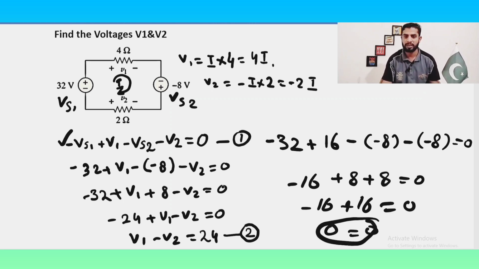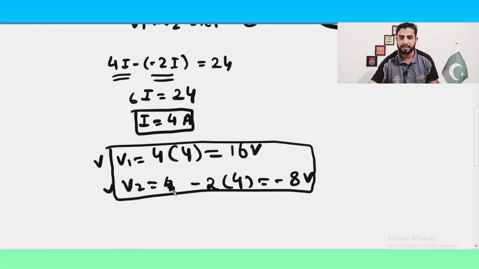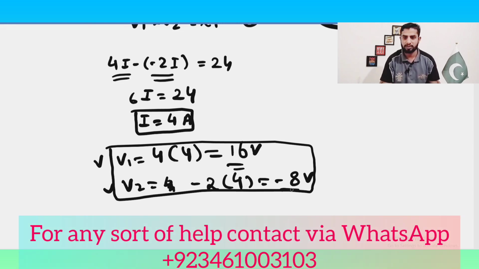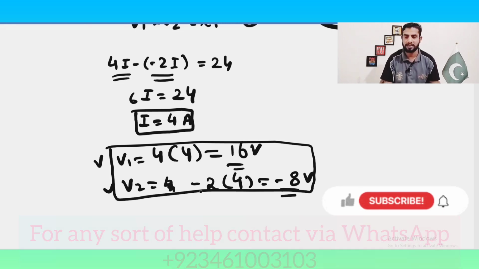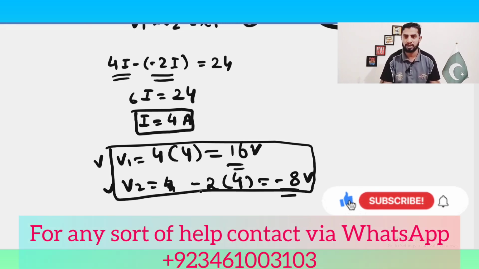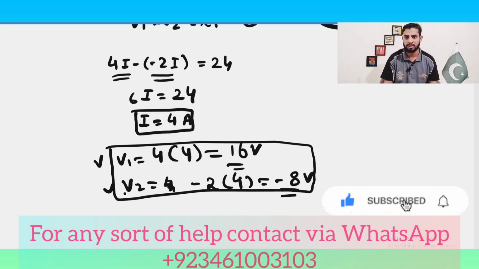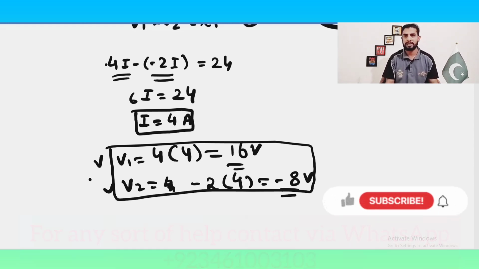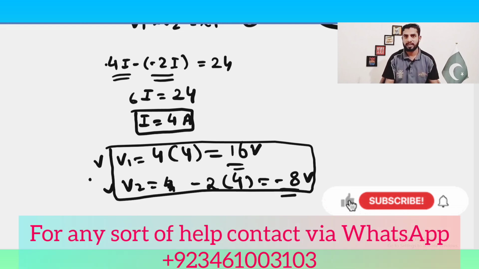It means the values of V1 and V2 that you solved at the end, V1 is equal to 16 volts and V2 is equal to minus 8 volt, are the right answer. You don't need to think about whether it's the right answer or wrong answer. Just find the final solution, put it back into the original equation, and you will get the final answer. Hopefully you have understood the reason and the concept behind solving KVL based numericals.